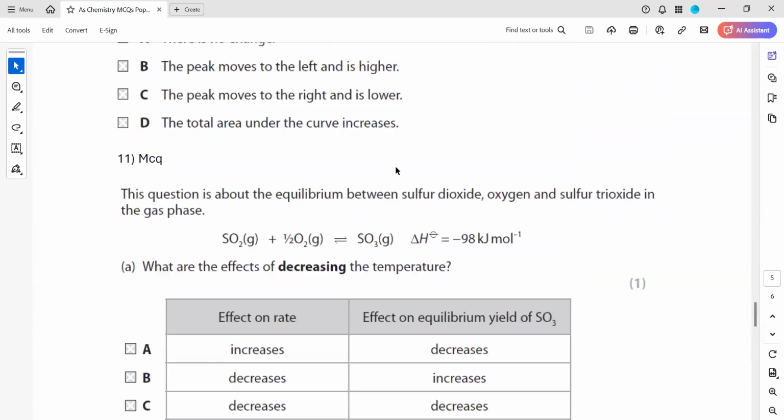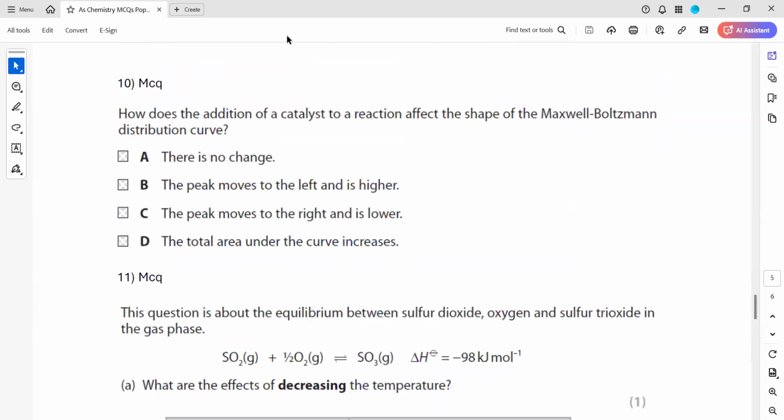In question 10, how does the addition of the catalyst affect the graph? Remember the Maxwell-Boltzmann distribution curve. So this is a curve. Without a catalyst, activation energy is higher, but with a catalyst, activation energy is lower. Does it affect the shape of the graph? There is no change to the shape of the graph. It only changes the activation energy: high without a catalyst, low with a catalyst.